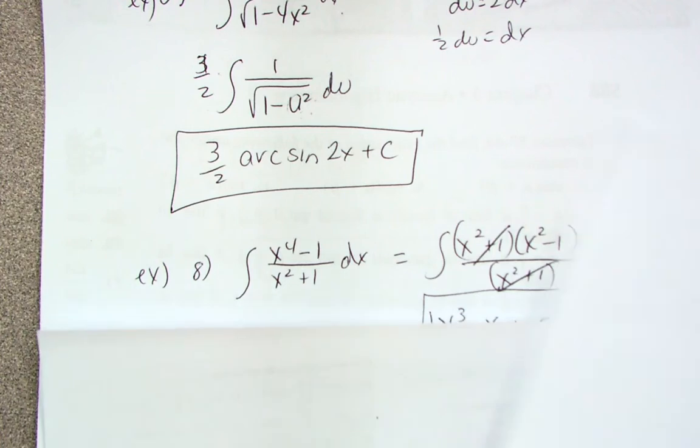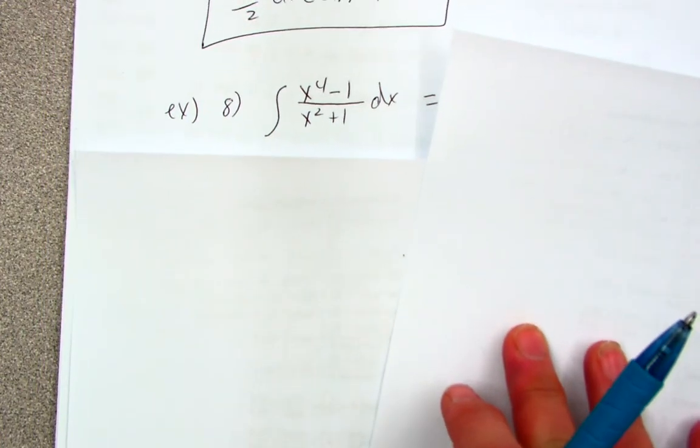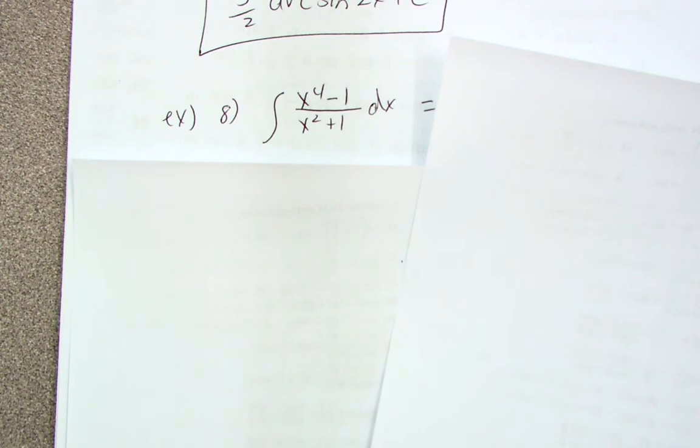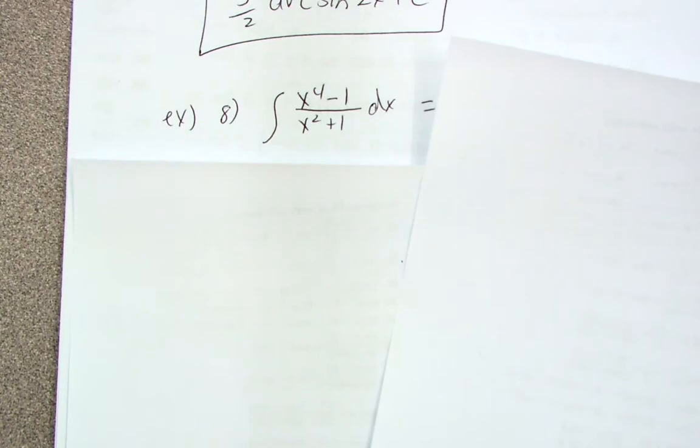Let's try another one. So I went and I grabbed number 8. Now this one is following the rule of me saying they're going to throw at you different techniques. So I see x to the 4th power minus 1 over x squared plus 1. Now I don't think long division is going to help me here.